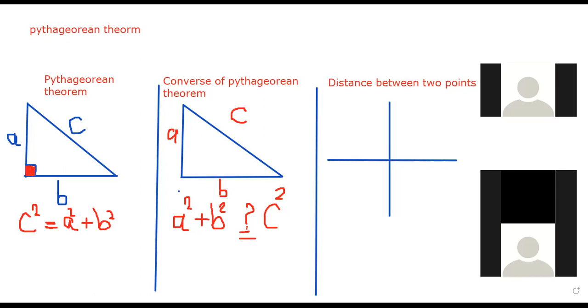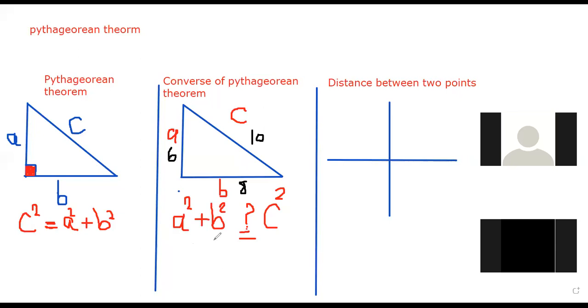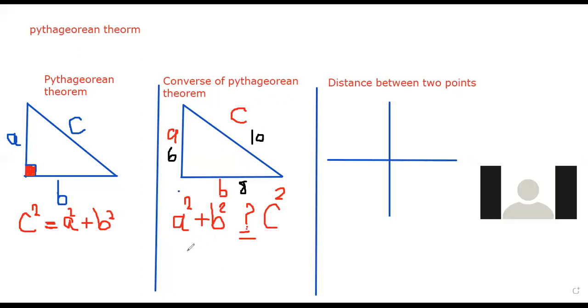Let me give you an example. Say C is 10, A is 6, and B is 8. How are we going to prove or say that this triangle is a right angle or not? How will we know, grade 8? You have 10 and 6 and 8. How will you know that this triangle is a right angle triangle?